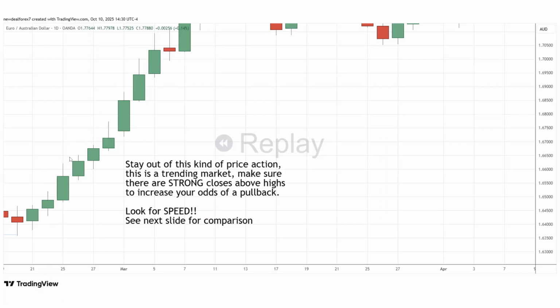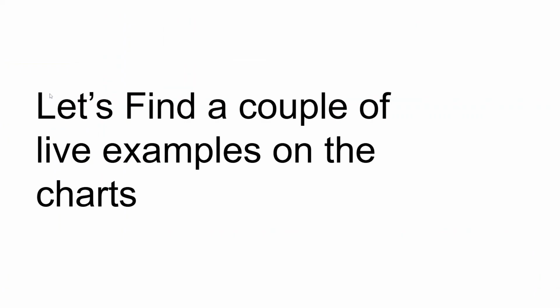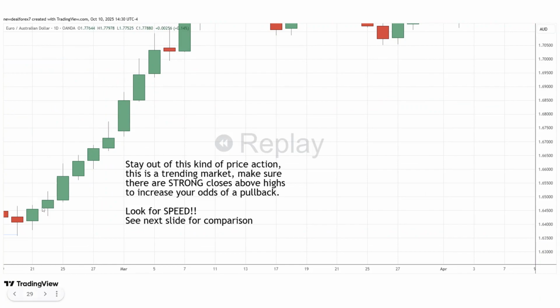And what's the main giveaway for this? These little tiny candles. We like to see large candles. We want to see speed. So let's compare this tiny little trending action to these larger candles. Boom, boom, boom. Okay, this is what you like to see. 1, 2, 3. Okay, boom, boom, boom, all in a row. Not little tiny baby steps. No, this is not it.